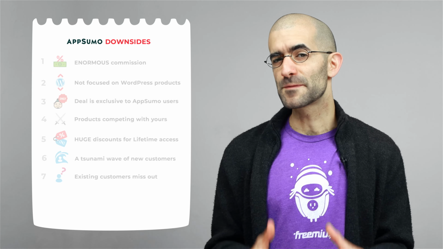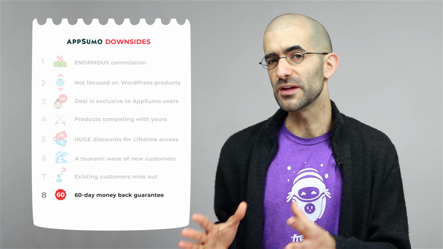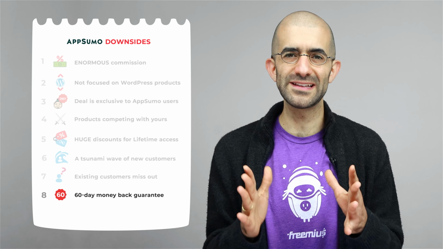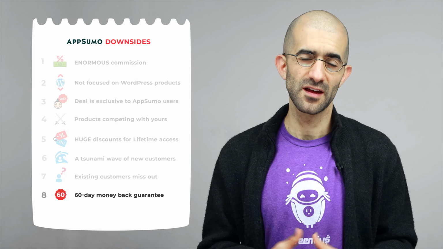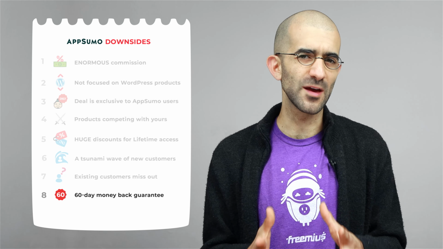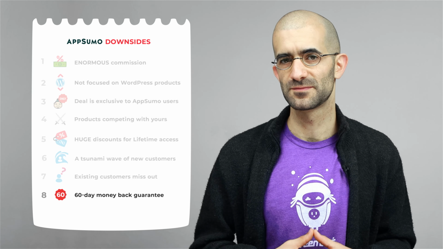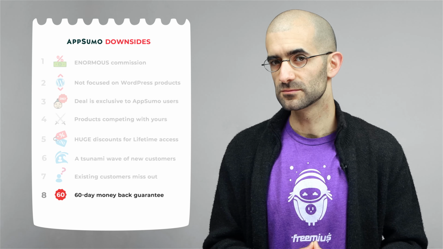Number 8 is that AppSumo offers a 60-day money-back guarantee because they want to reassure customers about their purchase. This is an extremely long period, and because of the delay to allow refunds, your payout is delayed by 60 days. So even if you make $100K in sales, it won't reach your account for a while. Remember this one if you're relying on sales for cash flow.